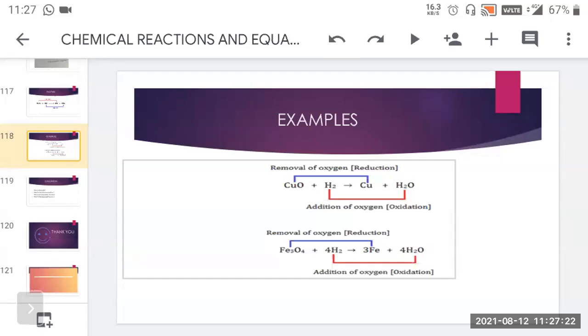Then comes the redox reaction where oxidation and reduction take place. Oxidation means addition of oxygen or loss of electrons or loss of hydrogen. Reduction means removal of oxygen or gain of electrons or gain of hydrogen. So that is the reduction. Whenever in a chemical reaction these 2 processes, oxidation and reduction, appear, then we say it is a redox reaction.